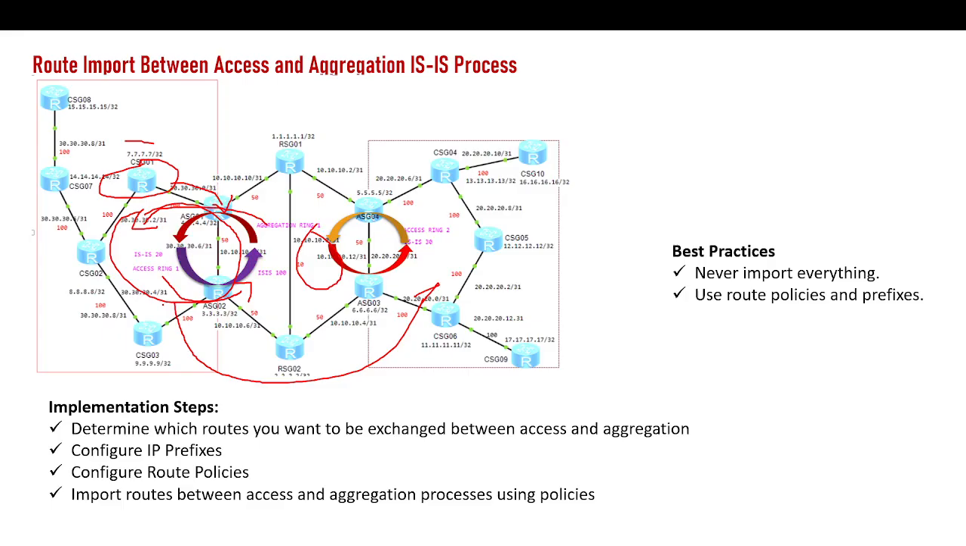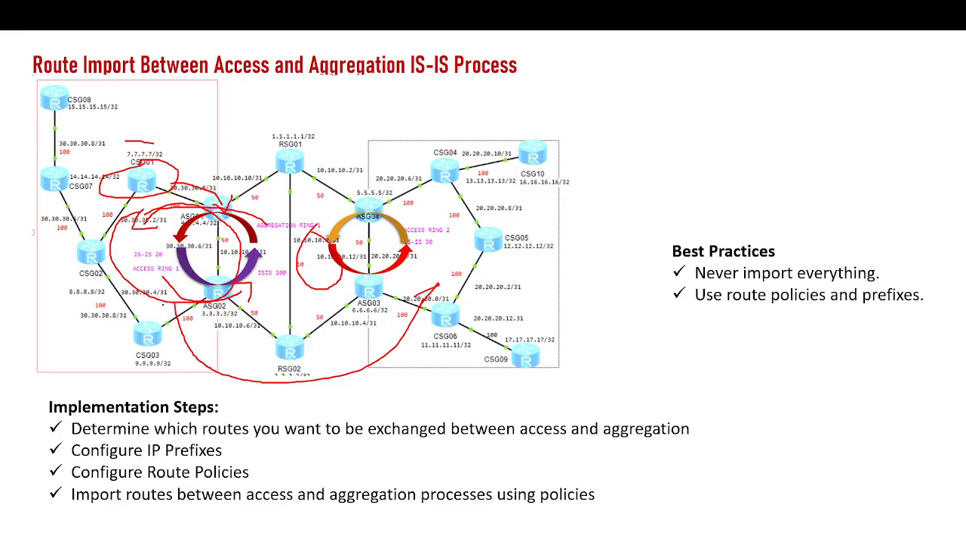So the route policy will be merging the prefixes. And then you can now import the routes between access and aggregation using these policies. So the best practice: never import everything between the access and aggregation, always import what is needed. And this is common practice across many protocols, whether you are importing routes from ISIS to BGP, or from BGP to BGP, you still have to use the best practice and not import everything.